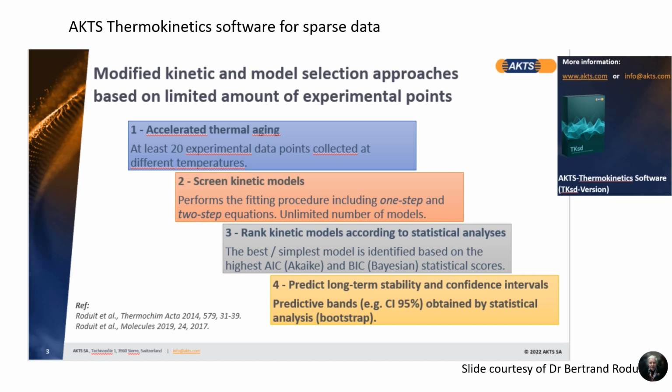So, the AKTS software, what can we do with that? Essentially it requires at least 20 experimental data points collected at different temperatures. So this is the requirement. And we were at a disadvantage because I didn't have different temperatures.